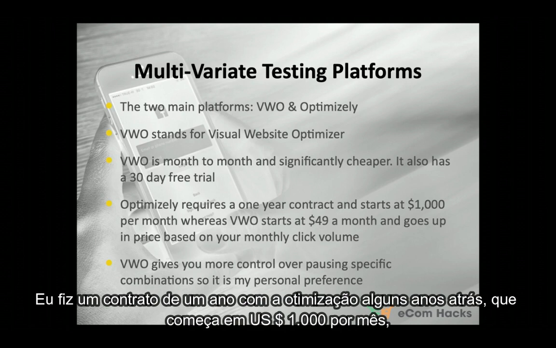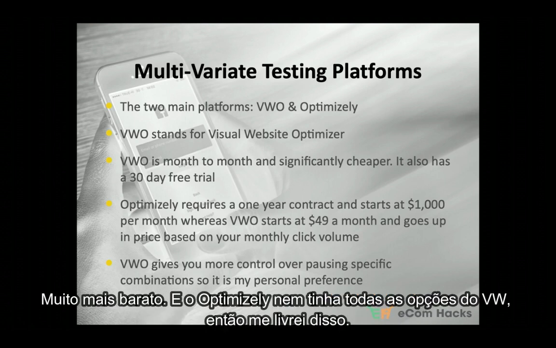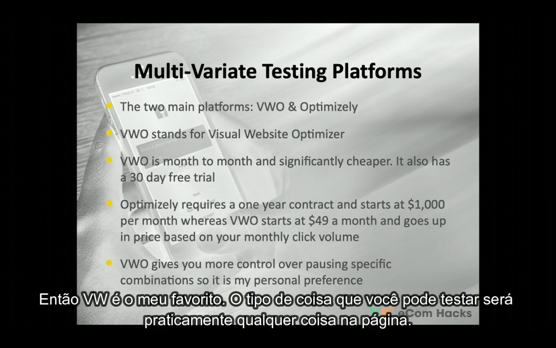I did do a one-year contract with Optimizely a couple years ago. That starts at $1,000 a month, where VWO is more like $49 a month, much cheaper. And Optimizely didn't even have all the options that VWO did, so I got rid of that. So VWO is my favorite one.